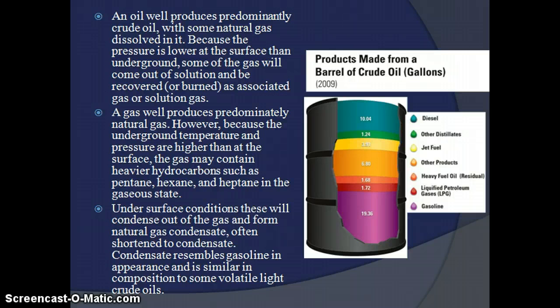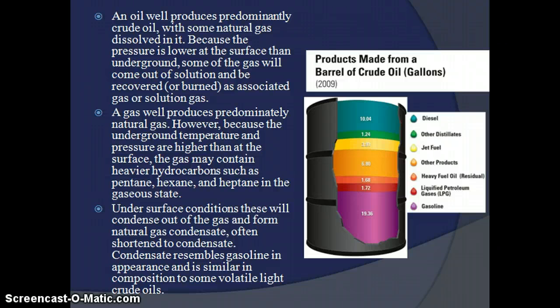An oil well produces predominantly crude oil, with some natural gas dissolved in it. Because the pressure is lower at the surface than underground, some gas will come out of solution and be recovered or burned as associated gas or solution gas. A gas well produces predominantly natural gas.